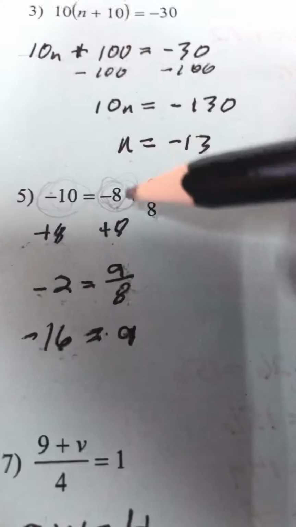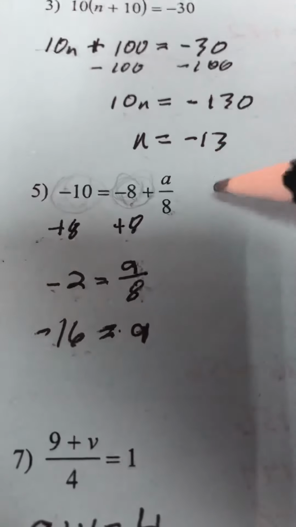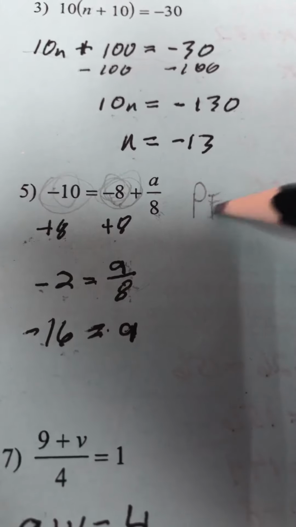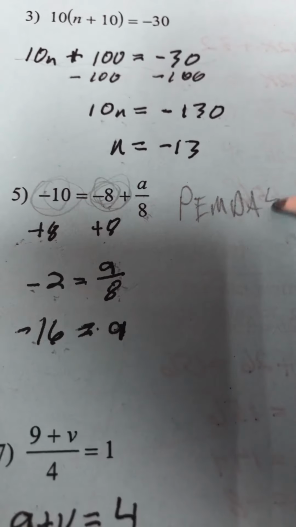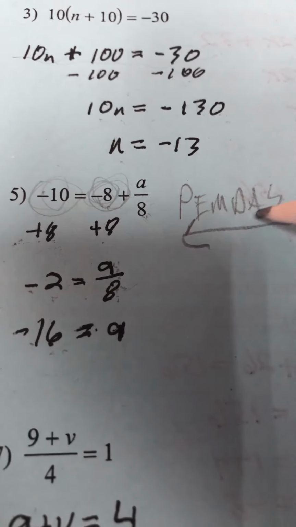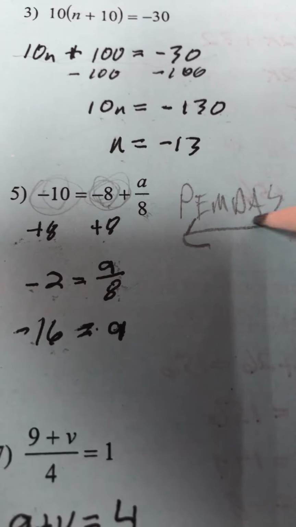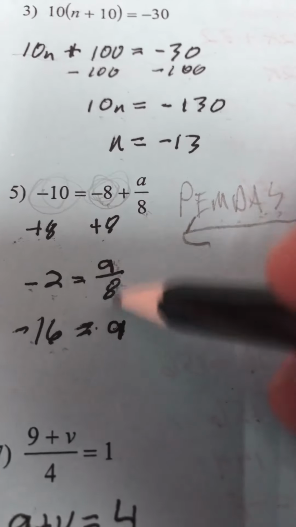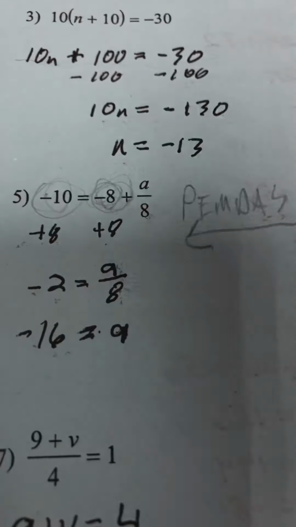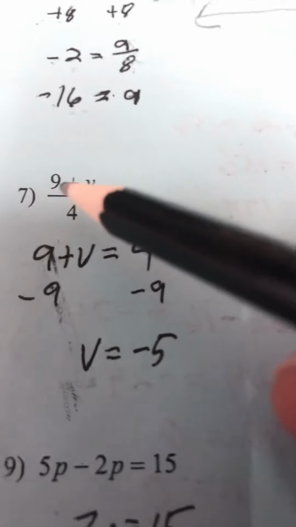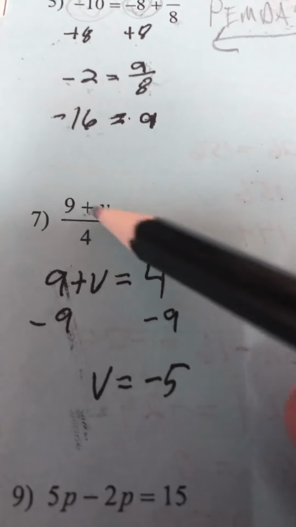But we want to do PEMDAS in these situations. Please excuse my dear Aunt Sally. We're going to do it backwards. We're going to do any addition and subtraction first, and then we're going to do multiplication and division with these types of problems. Now, when we get to here, I can't get to my addition and subtraction.